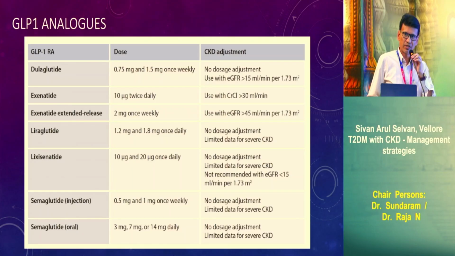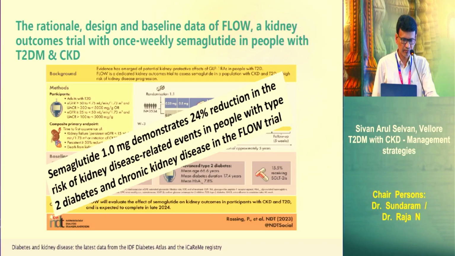GLP analogs also can be used in various stages of CKD, especially 3 drugs, that is liraglutide, semaglutide and dulaglutide, which can be used in all CKD patients because the excretion is not renal dependent. Among these, we have subcutaneous semaglutide. There is a primary renal outcome trial, the FLOW trial, that has shown renal benefits with this drug. So after SGLT inhibitors, this is recommended to be used. Other GLP analogs have secondary outcome trials, but we don't have primary renal outcome trials.